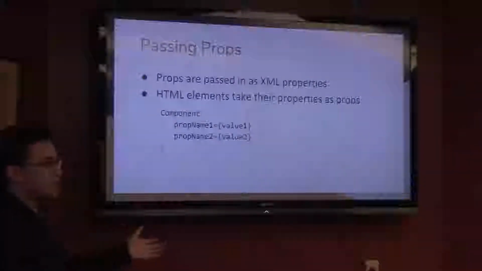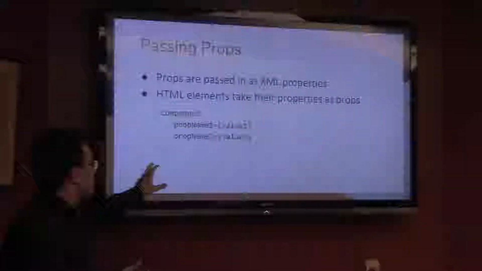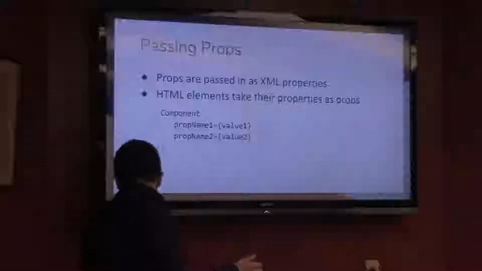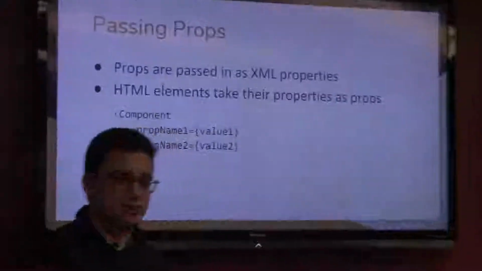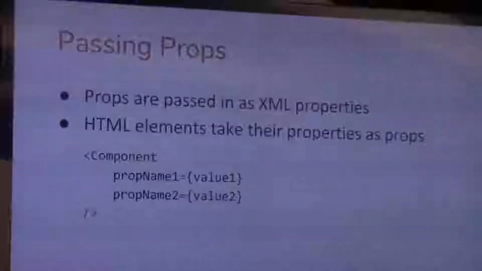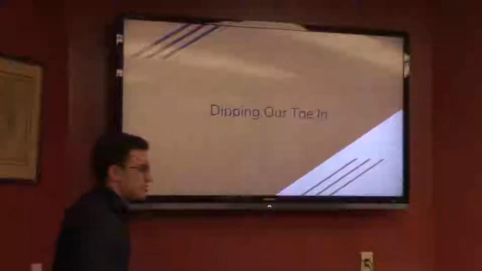So then, if we wanted to pass some properties, like I was talking about, you'd say the prop name equals, and then the value you want to assign to it. Props, you can give them a double-quoted literal string, or you can just give them any arbitrary JavaScript expression. So let's dip our toe into the actual code.